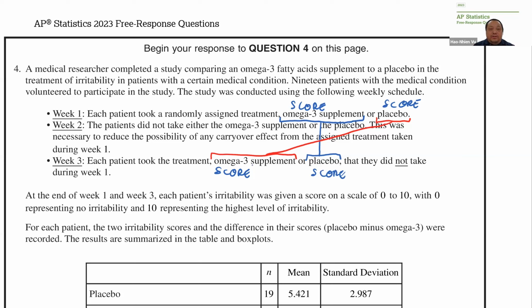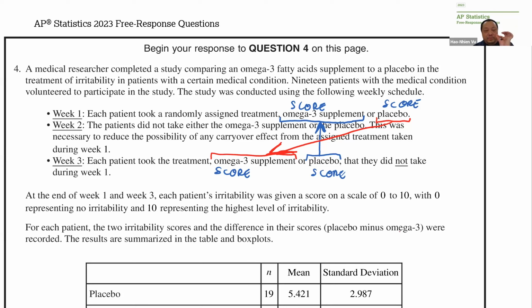For each patient, the 2 irritability scores and the difference in their scores, placebo minus omega-3. So it's always placebo minus omega-3. For the blue people, it's subtracted this way. And for the red people, it's subtracted that way. Always placebo minus omega-3. What does this difference mean?